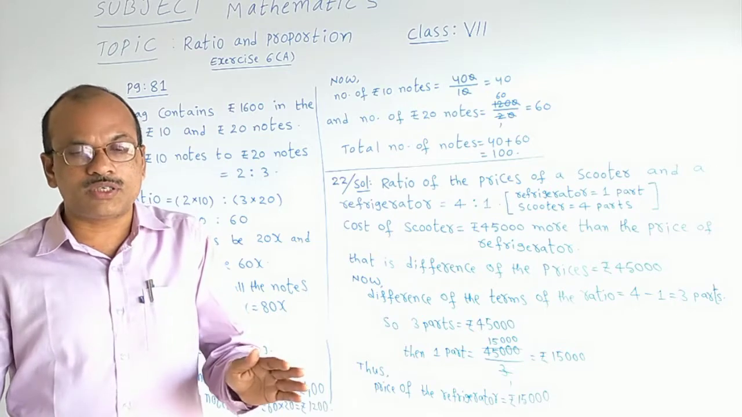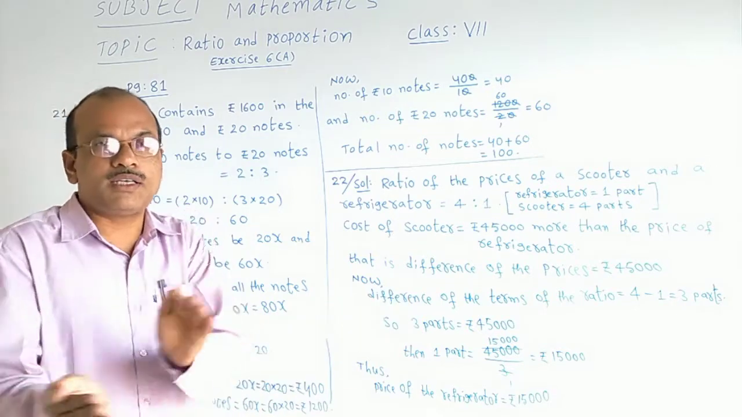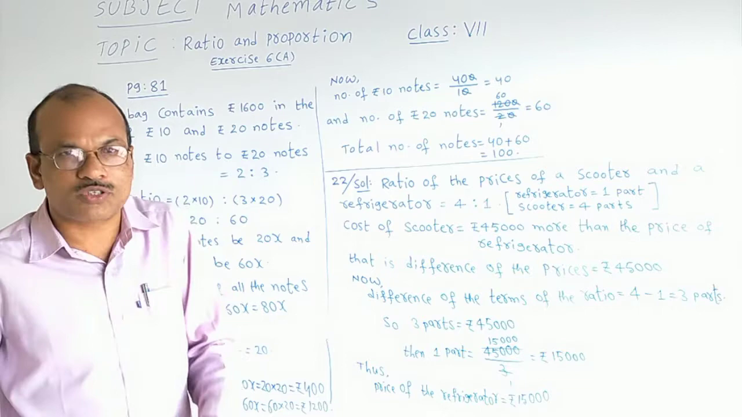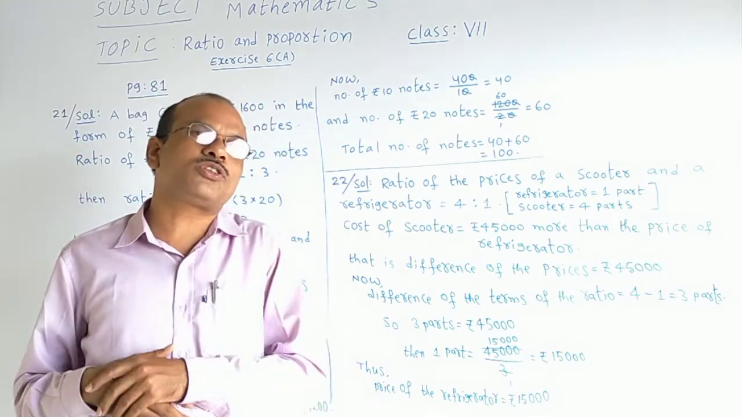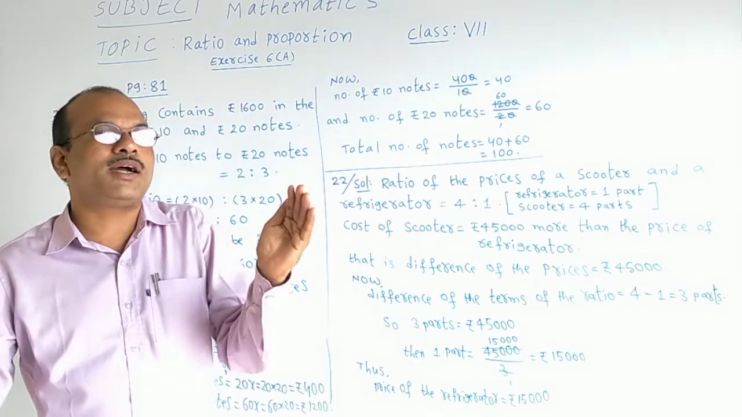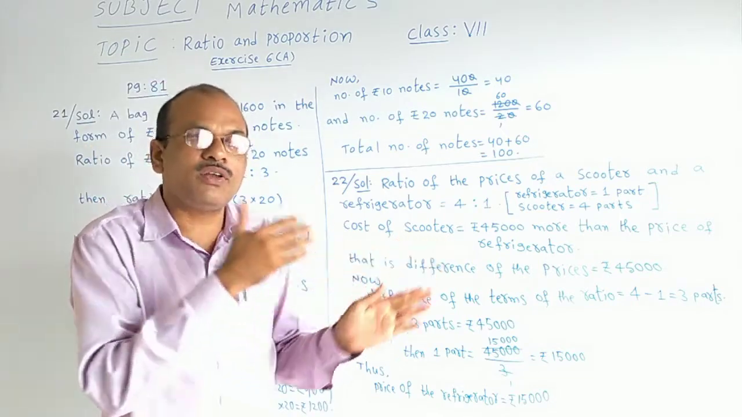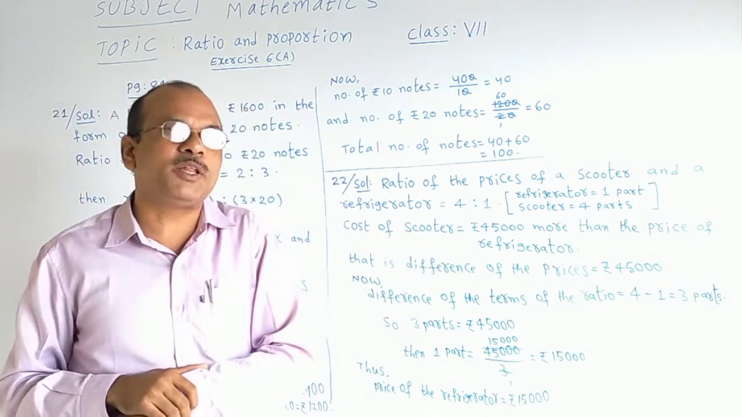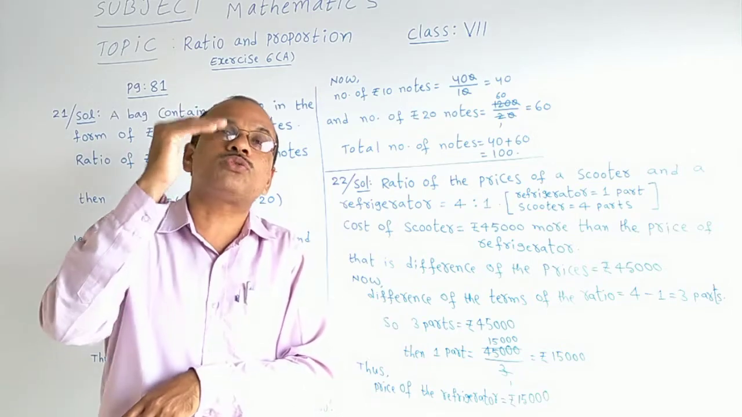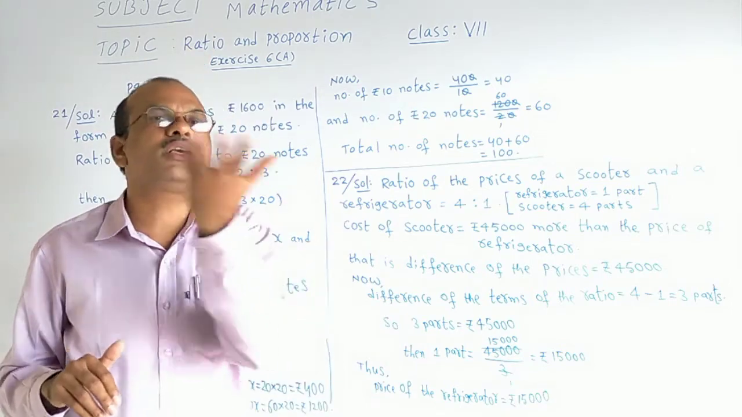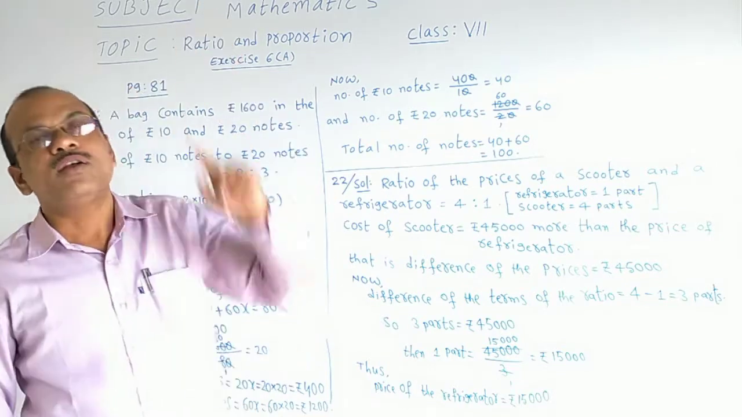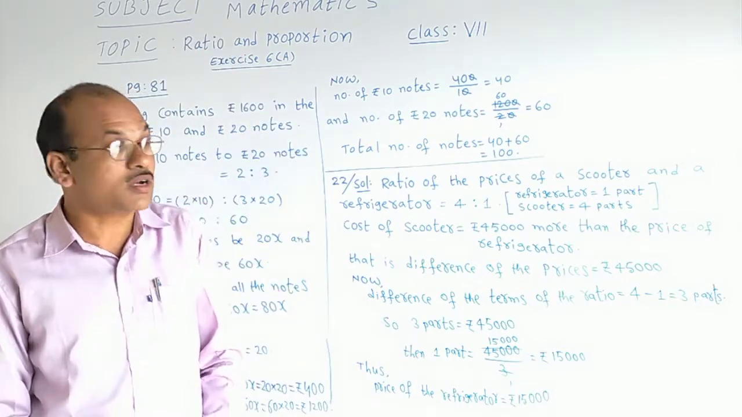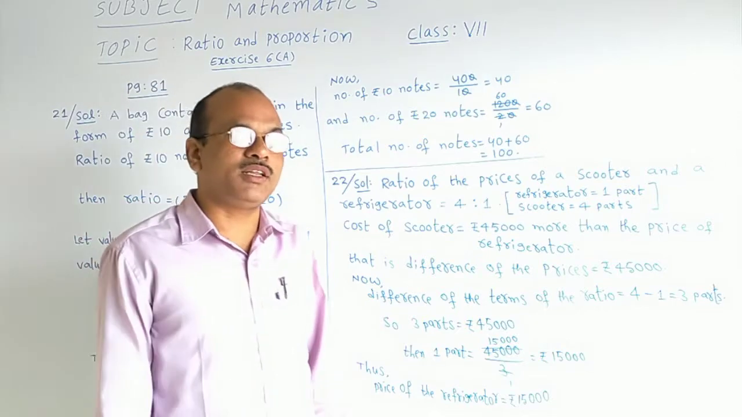In the 100 notes in the bag, 40 notes belong to 10 rupee notes. 40 into 10, 400. Remaining 60 notes: in the total 100 we said, if we remove 40, the remaining 60 notes will be there. 60 are each 20 rupee notes. 60 into 20 is 1200. 400 and 1200 together, 1600 is the total money in the bag we said in the beginning.